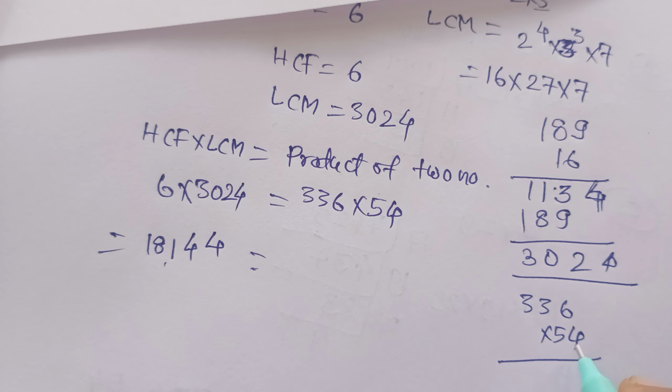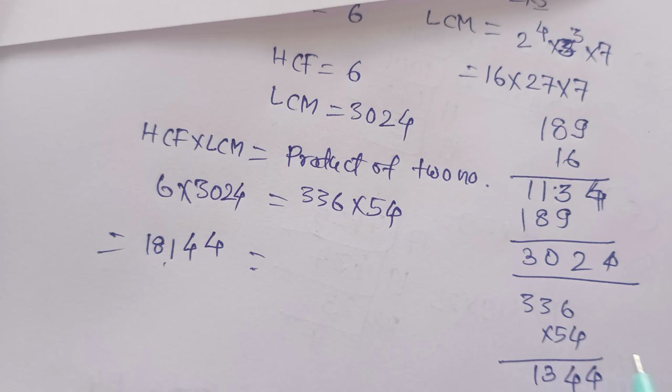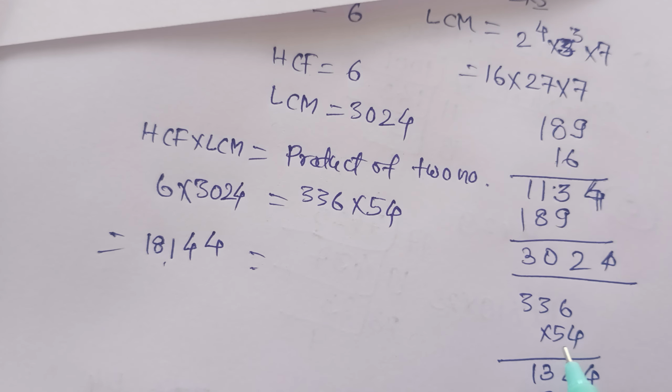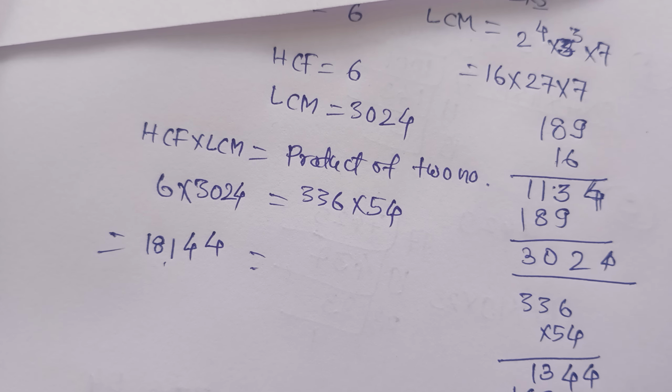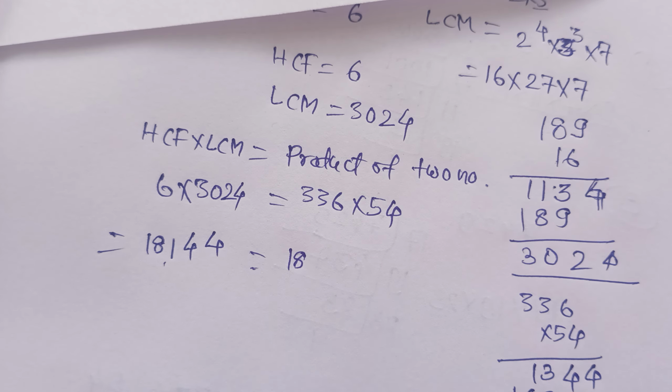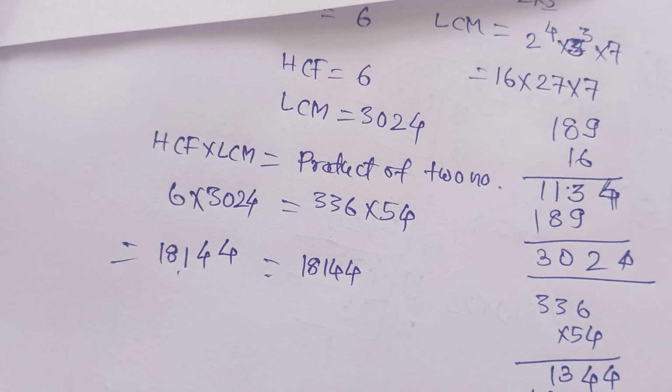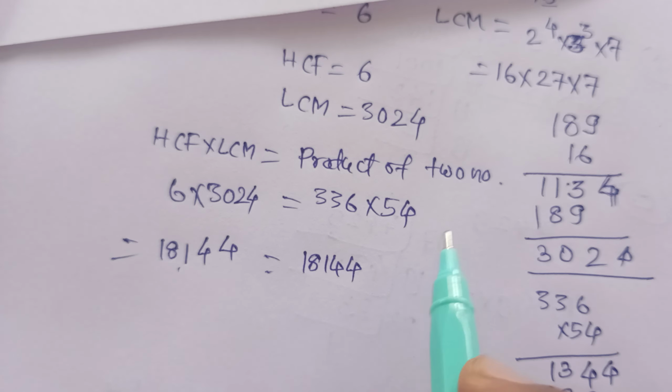Now again you multiply this 336 into 54. How? 6 fours are 24, 4 threes are 12 and 2, 14, 1 in hand. 4 threes are 12 and 1, 13, correct? 5 sixes are 30, 5 threes are 15, 3, 18, 1 in hand. Now 5 threes are 15 and 1, 16. So you get 18,144, you see, both verified. So what we said, SCF into LCM is the product of two numbers. It is verified.